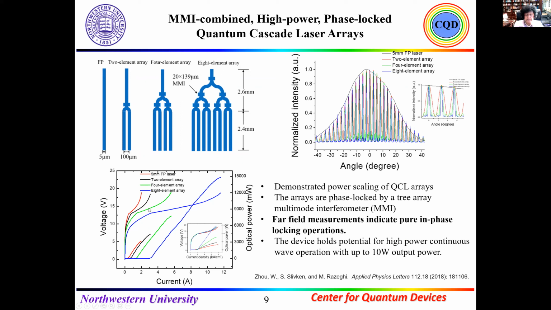As we can see here, this is the current as a function of optical power for the Fabry-Perot, the 5 micron, and the 2 element, 4 element, and 8 element.